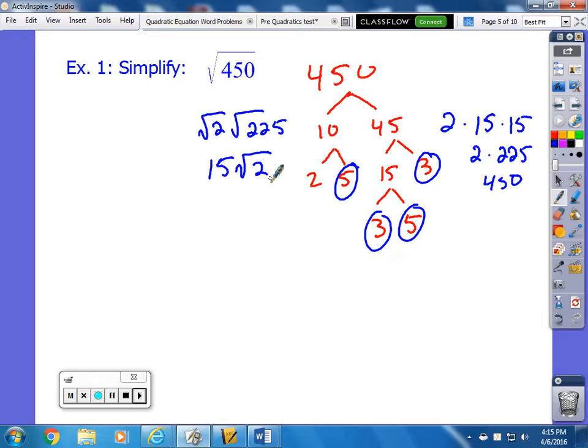Okay, so I factored down my number. I find the largest perfect square that is a factor of 450. In this case, it's 225. So then I say radical 2 times radical 225 is going to equal 15 radical 2.